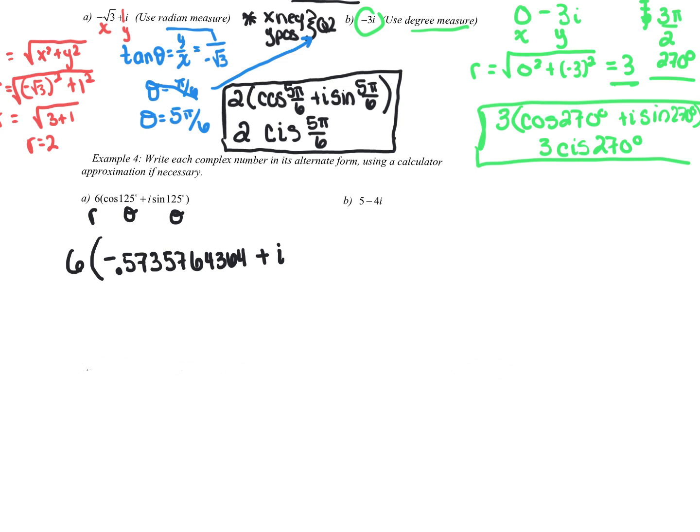plus i, hang on, I'll put the i at the end. I'm going to type the sine of 125, and you should get 0.8911520443, and then the i. And then I'm going to multiply both of those by the 6. I'm going to distribute the 6 in. And so when you do that, you should get approximately negative 3.4415 plus 4.9149i.